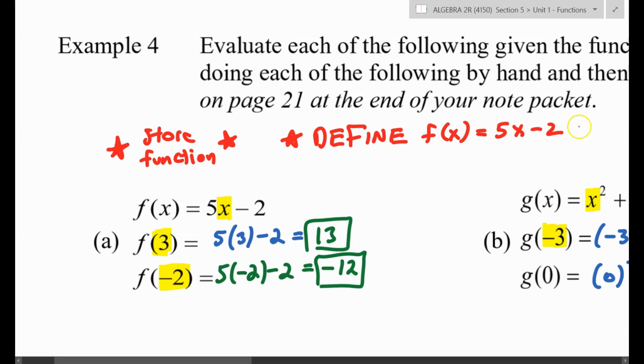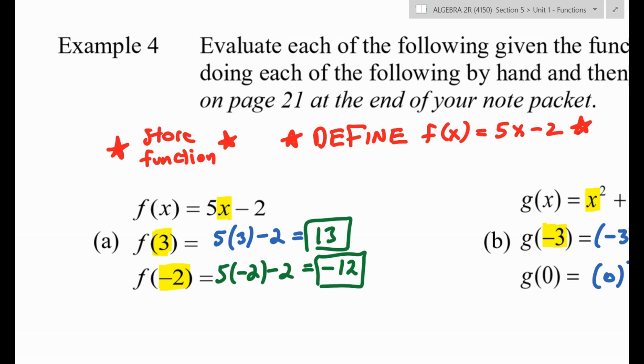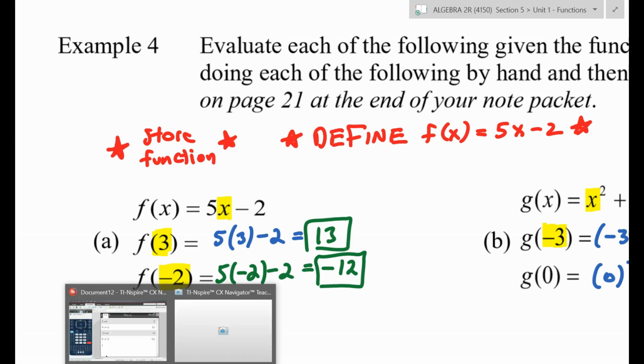So we're going to define the function. And how are we going to get to define? Well, the easiest way to do it is literally to just type in the word define. So let's go back to our calculator. We want to define f of x as 5x minus 2.